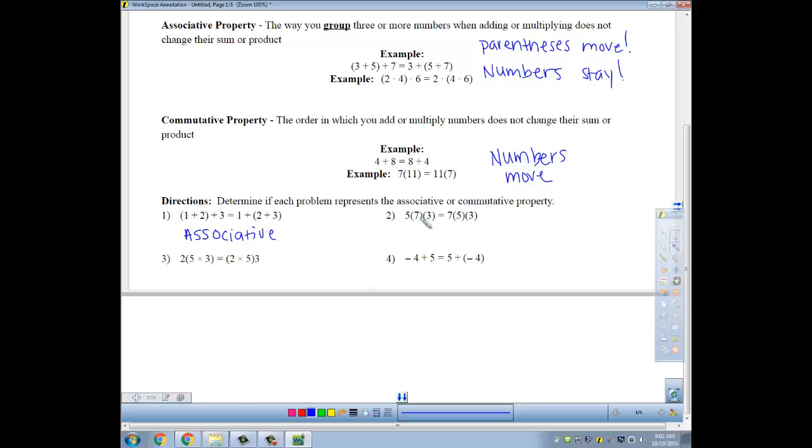Number 2, 5 times 7 times 3 equals 7 times 5 times 3. So the numbers switched spots. The parentheses were around the second and third numbers, so that didn't change. So that is the commutative, since just the numbers changed. Number 3, 2 times 5 times 3 equals 2 times 5 times 3. The parentheses here were around the 5 and the 3, the parentheses here around the 2 and the 5. So the parentheses moved, numbers did not, so that is associative.